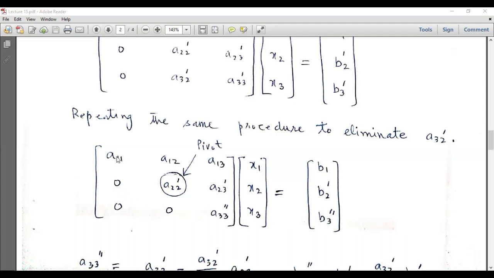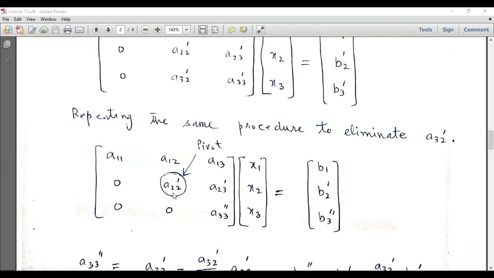After achieving such an upper triangular matrix, we first evaluate the last variable. From this matrix, we can say that a33 double dash into x3 is equal to b3 double dash, so x3 can be evaluated easily. First of all, the last variable is evaluated. Then we write the equation of the second last row: a22 dash x2 plus a23 dash x3 is equal to b2 dash, and since we know x3, we can evaluate x2 easily.